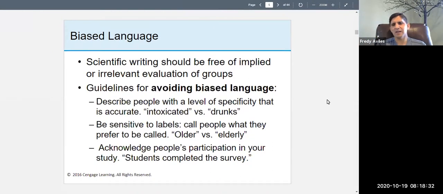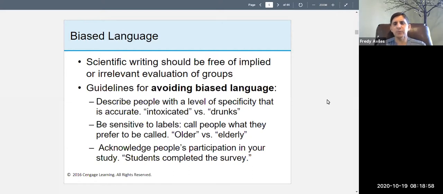Here are some other things. A lot of these things are obvious, but avoid biased language. Okay, scientific writing should be free of implied or irrelevant evaluation of groups. That means don't be biased in your writing. Don't refer to people in ways that indicate that you think they're bad or that you don't like them. Don't get political or anything like that. Okay. So, guidelines for avoiding biased language.